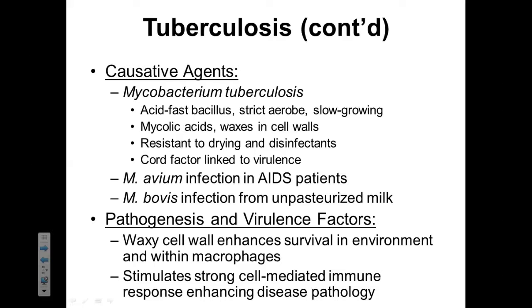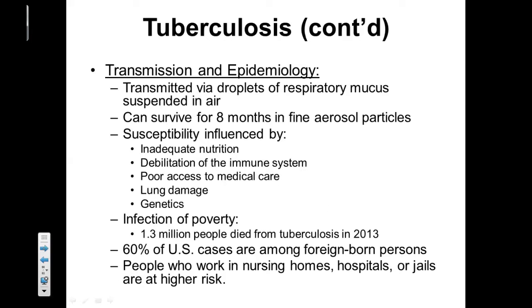In HIV/AIDS patients, Mycobacterium avium is a primary source of infection, and Mycobacterium bovis is a primary source of infection from unpasteurized milk. But these species, Mycobacterium avium and Mycobacterium bovis, are not as dangerous, not as pathogenic as Mycobacterium tuberculosis. If we look at our pathogenesis and virulence factors for tuberculosis, that thick, waxy cell wall makes it really tough to kill. It also is going to stimulate a very strong cell-mediated immune response. And this very strong response enhances the disease pathology.